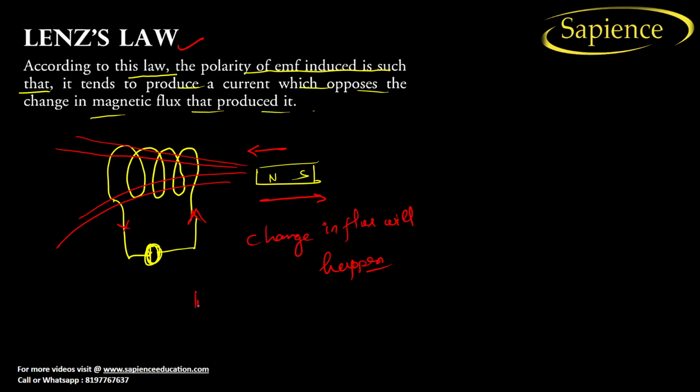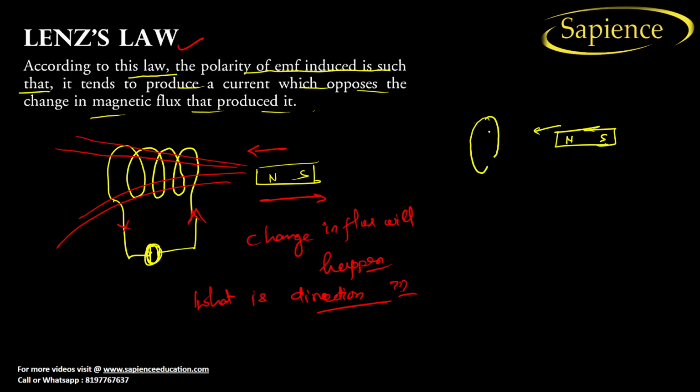Now the thing is, what is the direction of the current? This is a very big question. That is why Lenz came up with a solution about the direction of the current. If you want to understand exactly what the direction is, let us consider this is a loop, just a single loop, and this is the north pole as well as the south pole.